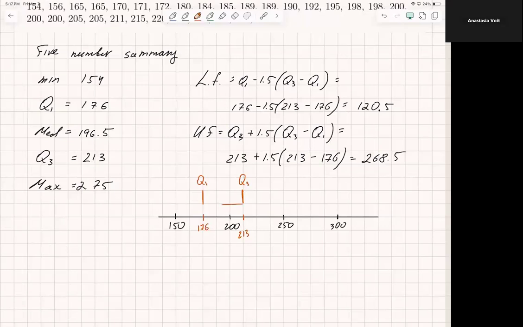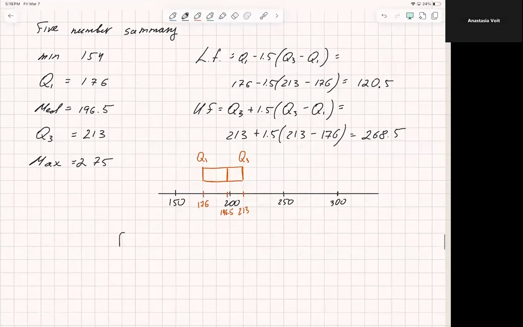All right. And now I can draw a box. Now, the median would be inside of the box, okay? 196.5. So it's really close to 200, right? So it's going to be 196.5 somewhere here, or even closer to 200. Now, with the whiskers, let's first locate the lower fence and upper fence, somewhere separately if you want. So lower fence is 120.5 and upper fence is 268.5.